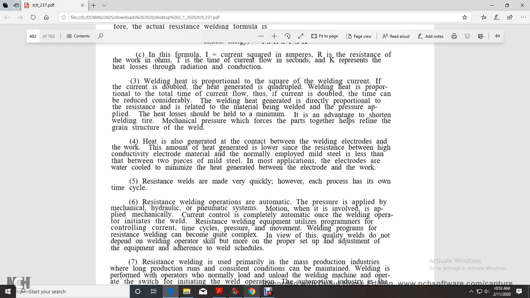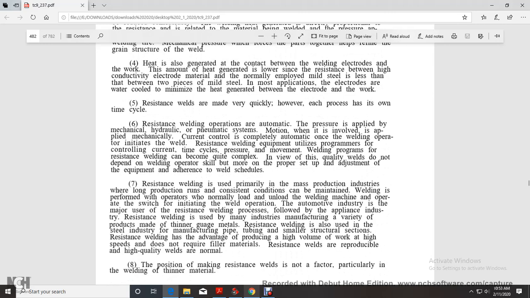The welding heat generated is directly proportional to the resistance of the material being welded and the pressure applied. Heat loss can be held to a minimum with the advantage of a short welding time. The maximum pressure or force holding the parts together helps refine the grain structure of the weld.